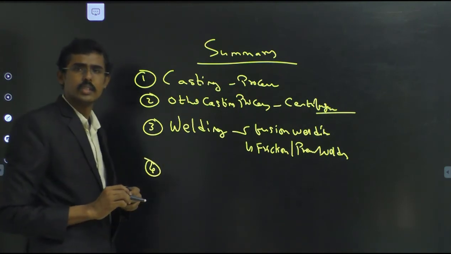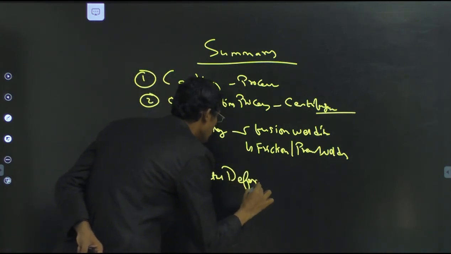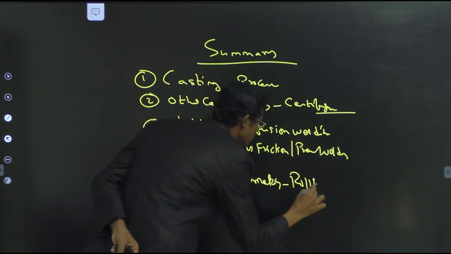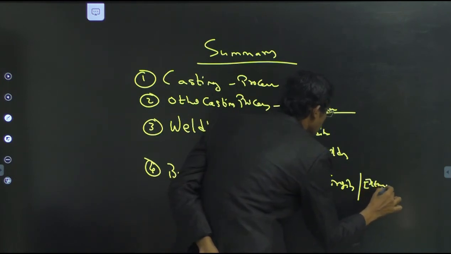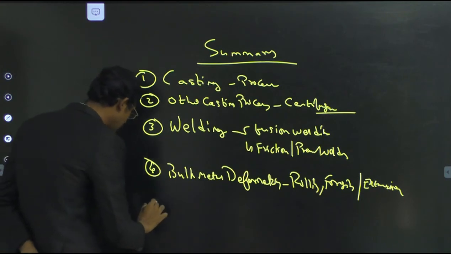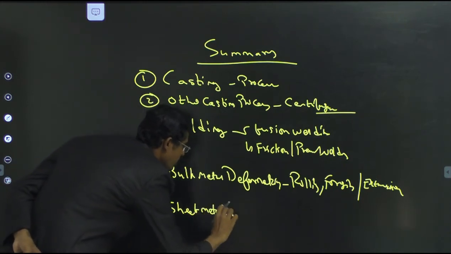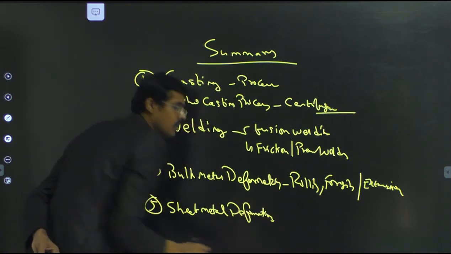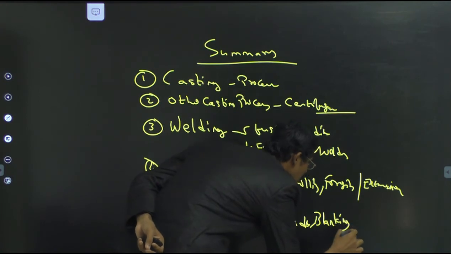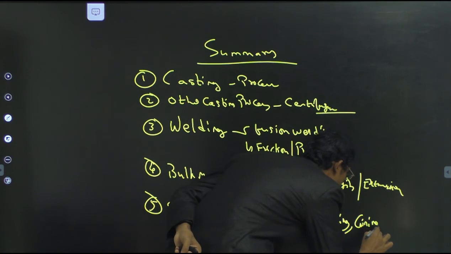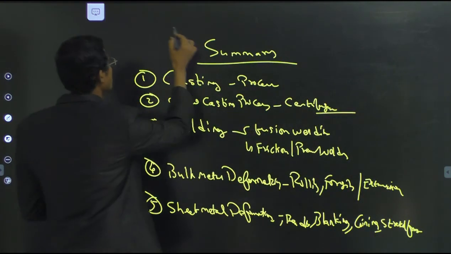Then in the fourth unit we covered bulk metal deformation, such as rolling, forging, and extrusion. And now in the fifth unit we have seen sheet metal deformation, including bending, blanking, coining, and stretch forming. These are the various topics done in production technology.